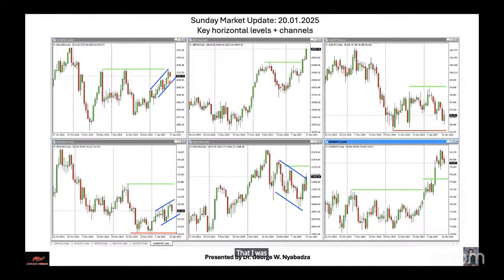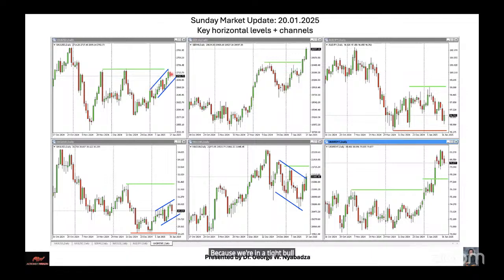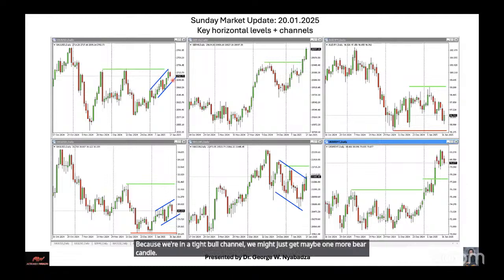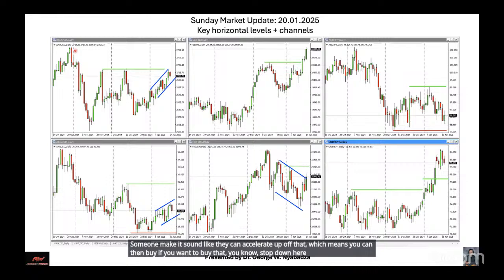So interesting things happen now when we put things together. Because we're in a tight bull channel, we might just get maybe one more bear candle. Doesn't mean the market is bearish, because we're still within this tight bull channel. The bulls can then just accelerate up off that, which means you can then buy, if you want to buy that, with a stop down here, cognizant of that.